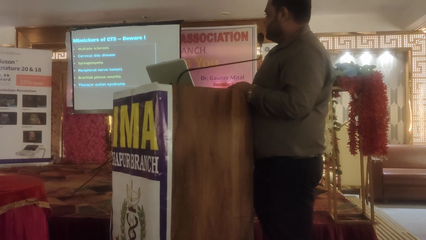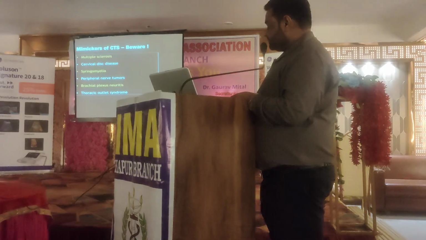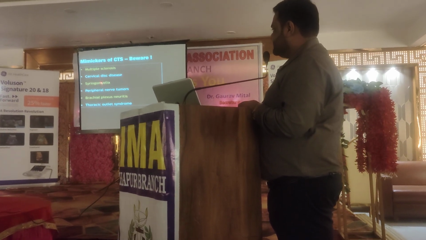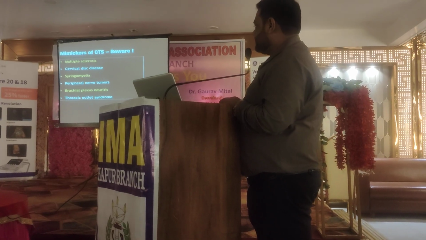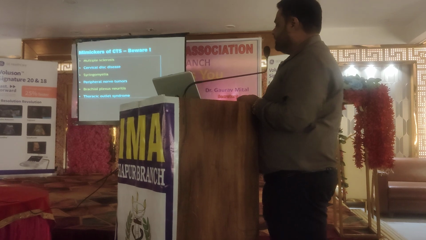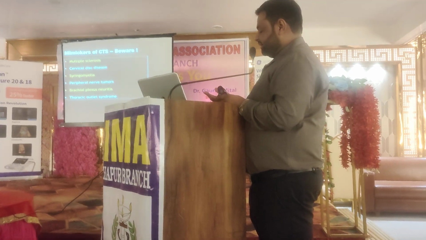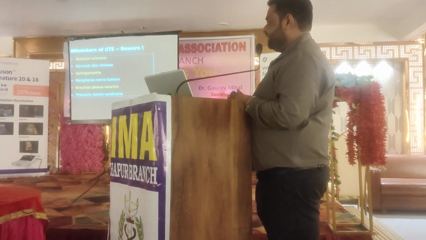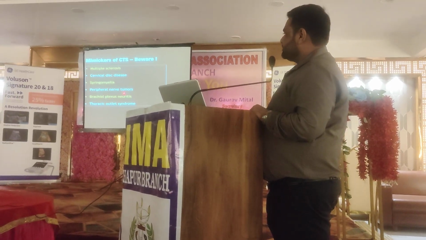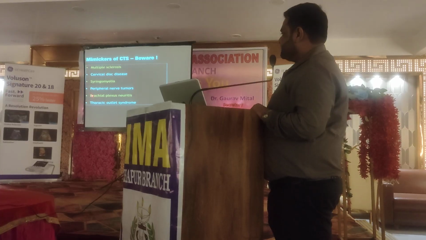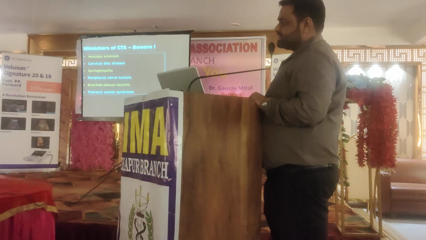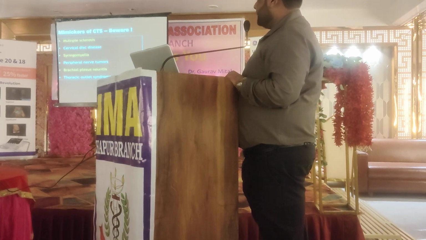Now DDs, mimickers of CTS: multiple sclerosis, cervical disc disease, brachial plexus neuritis, thoracic outlet syndrome, and peripheral nerve tumors. So whenever the patient is feeling pain and paresthesia in the hand, then always along with CTS, which is very common, we should also rule out these diseases, specifically brachial plexus neuritis and peripheral nerve tumors. Peripheral nerve tumors can be ruled out by ultrasound easily.